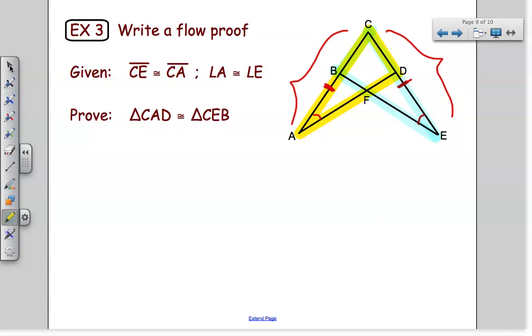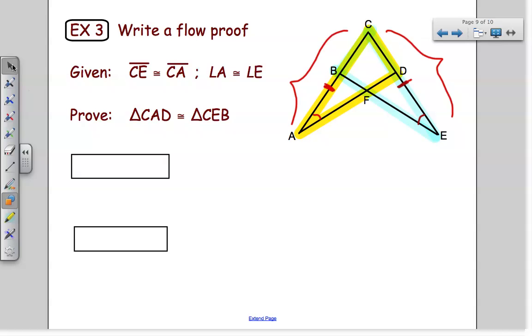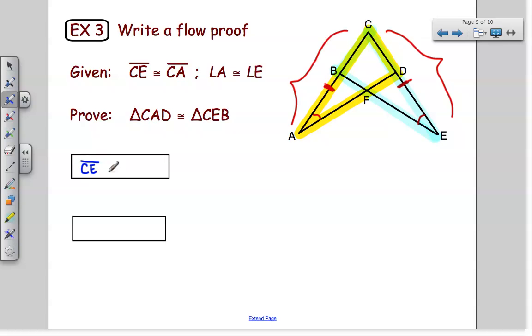Alrighty, let's start out with what we're given. Do the easy part first, huh? I was given two. Oh, I'm sorry, I was going to do a horizontal proof. So we're working our way to the right. I write my first given: line segment CE is congruent to line segment CA, that is given. And angle A is congruent to angle E, also given.